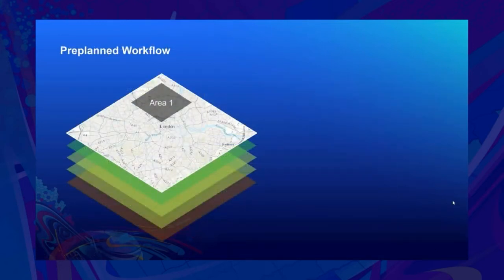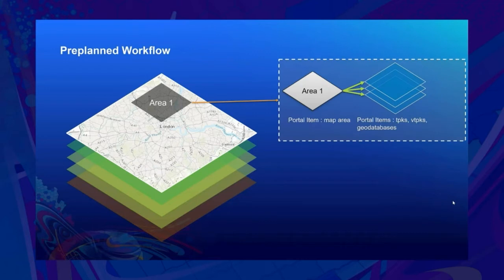Going to look in a little bit more detail at the pre-planned workflow, which I mentioned earlier on. In this example, we've got our web map made up of a number of layers, and we've defined an area, area 1. So as I said, it's the web map author who actually defines this area ahead of time. He's got one area defined here, but there could be many. And area 1 itself is then created as a portal item of type map area. And that portal item points to a number of other portal items that correspond to the layers that we're taking offline. So again, for tiled layers, we'd create and store a TPK. For vector tiled layers, we'd create and store a VTPK.